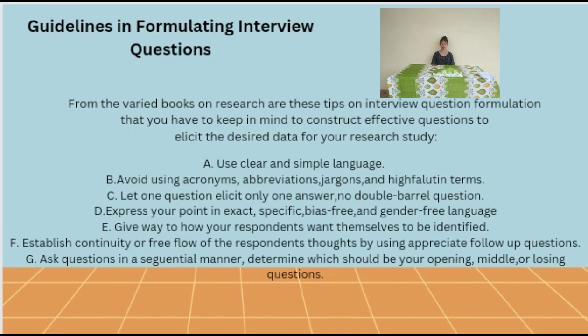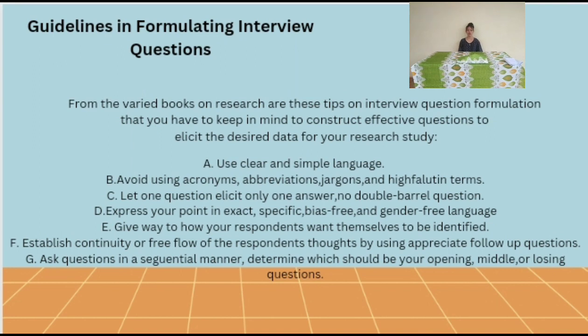First, use clear and simple language. Second, avoid using acronyms, abbreviations, jargon, and hypothetical terms. Third, let one question elicit only one answer. No double-barreled questions. Fourth, express your point in exact, specific, bias-free, and gender-free language. Fifth, give way for respondents who want themselves to be identified.